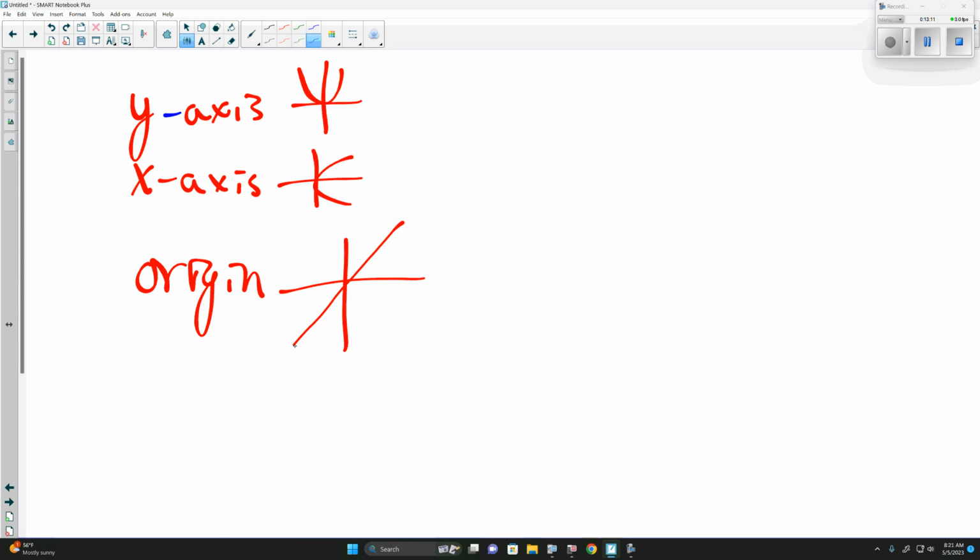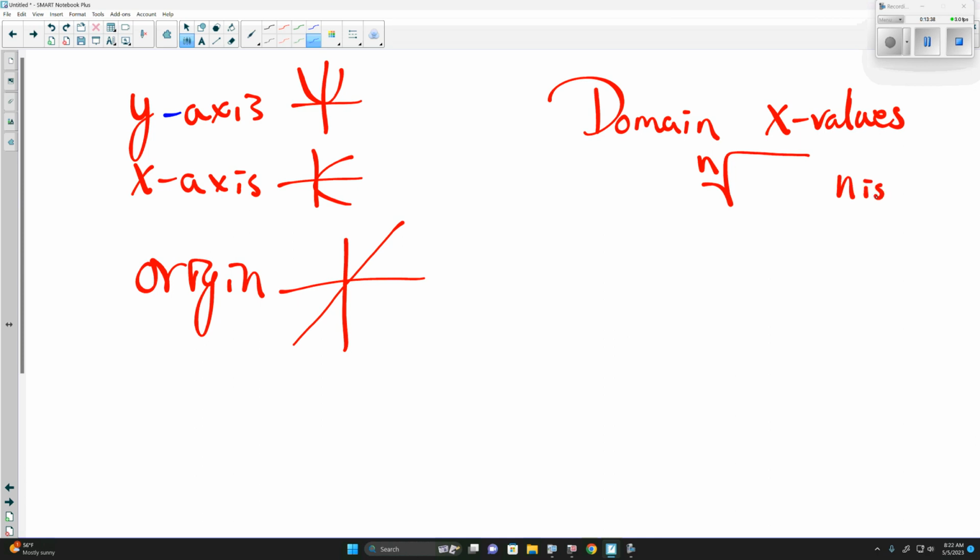Domain and range. Domain is our x values. Do y'all remember which two types of functions would have restrictions on the domain? Because there's only really two. They are radicals where n is even, or rational. Now, it's not going to be every even nth root.